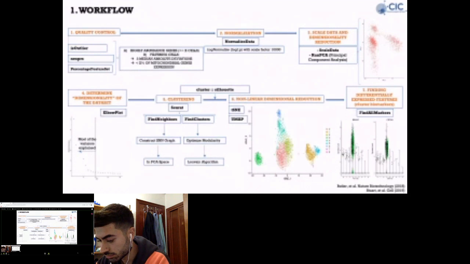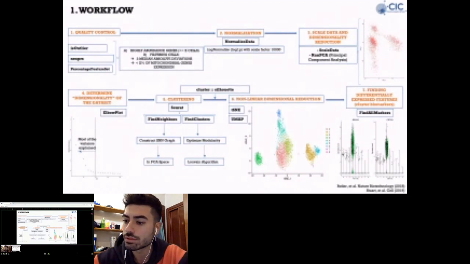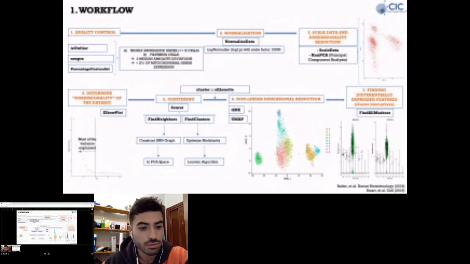But the most important thing that I have to say here is that we use R software and the Seurat package for the whole single-cell transcriptomic analysis. The different steps that we did are the quality control, in which we delete genes and cells depending on the expression levels and the percentage of mitochondrial gene expression. Then we normalize and scale the data.